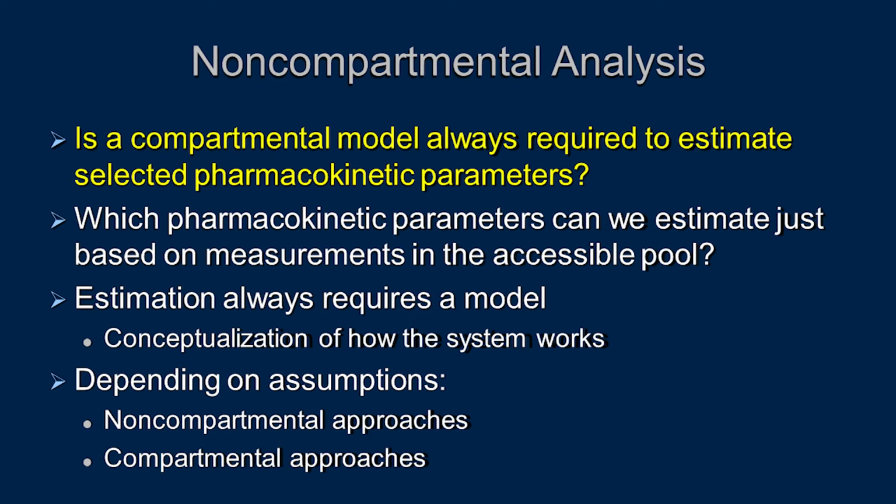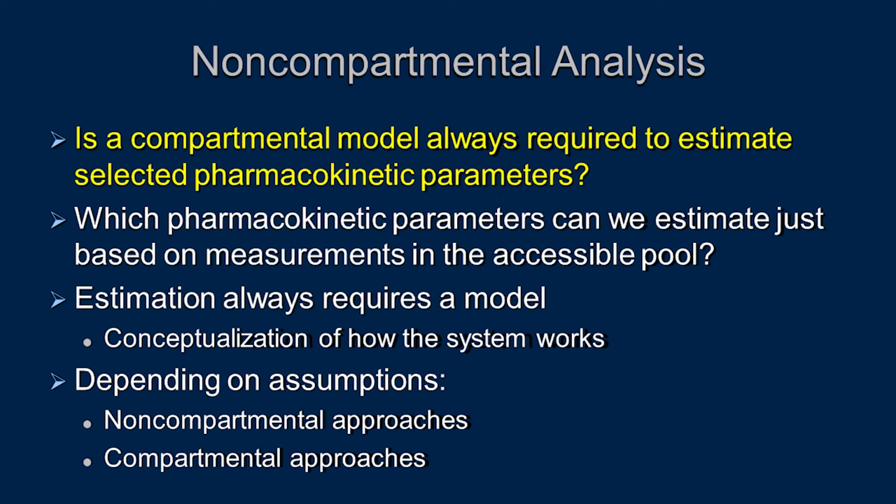So the question here is, is a compartmental model always required to estimate selected PK parameters from a certain curve? And the answer is, probably not. So which PK parameters can we estimate based on only the measurements in the accessible pool, the accessible portion of the system that is amenable to measurement? And which parameters can we estimate with a minimum number of assumptions, and what are these assumptions? Clearly, every time that we estimate something that cannot be directly measured, a model is required. But in this case, a model is just a conceptualization of how the system works.